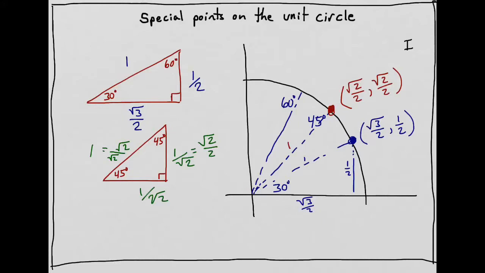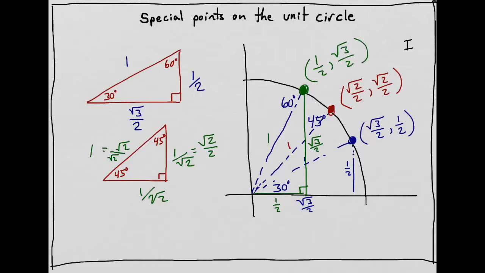Finally, for the 60-degree angle, if I think of the hypotenuse here as having a length of 1, the point associated with that is going to relate to a right triangle where the shorter side over here has a length of 1/2, and the y coordinate has a length of the square root of 3 over 2. And so the coordinates are going to be x equal to 1/2 and y equal to the square root of 3 over 2.